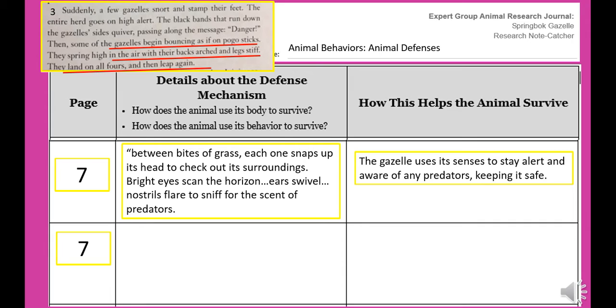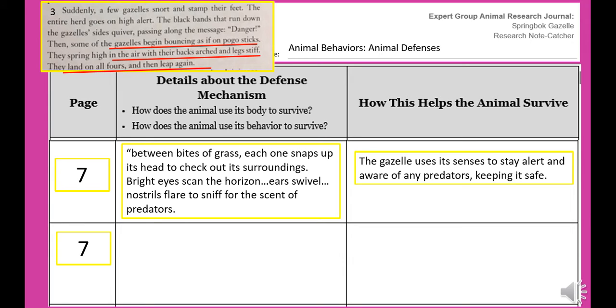Now we just heard about one of the Springbok Gazelle's main defense mechanisms, and that is that ability to bounce like a pogo stick, that it says in the text. So we're going to write that down in the second column, the detail about the defense mechanism. We're going to put that information that I've underlined in red up at the top. You're going to write that in that space. And then once we're done with that, then we will discuss how this helps the animal survive. So go ahead and copy that down into your chart.